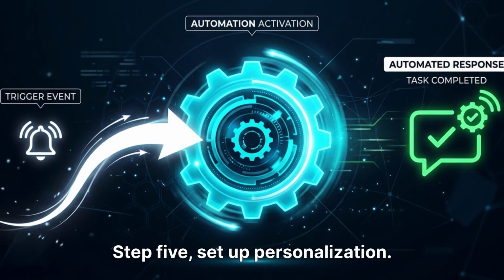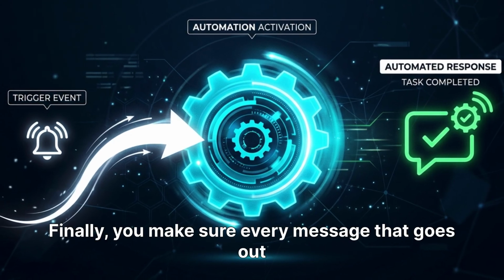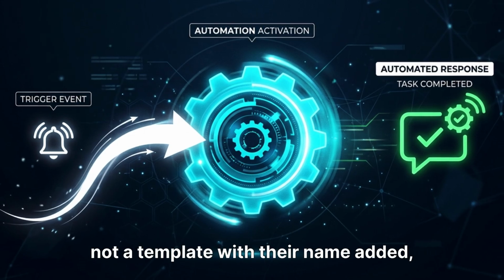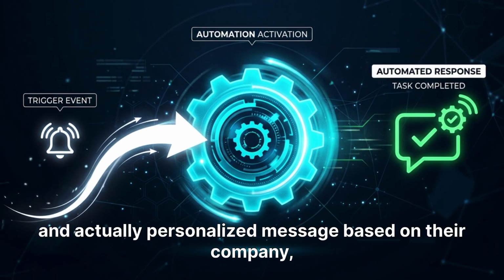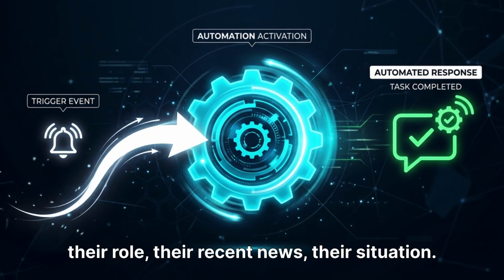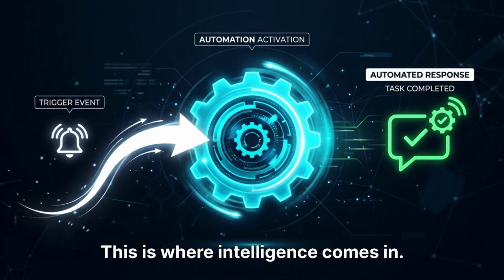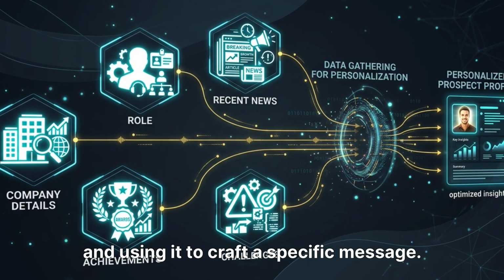Step 5. Set up personalization. Finally, you make sure every message that goes out is personalized to that specific prospect, not a template with their name added. An actually personalized message based on their company, their role, their recent news, their situation. This is where intelligence comes in. You're gathering specific data about that prospect and using it to craft a specific message.